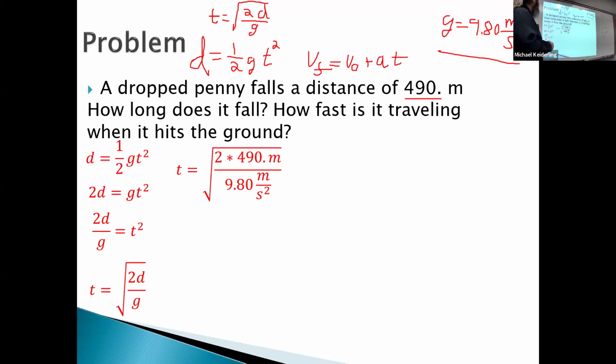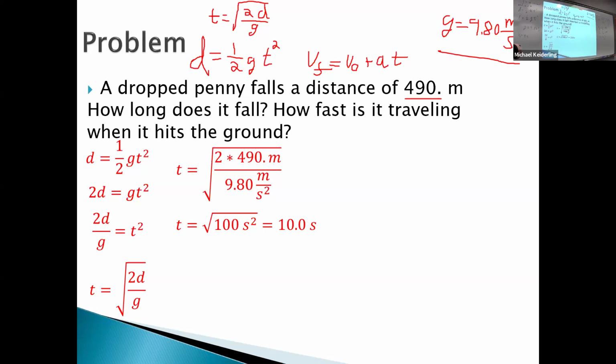So time is going to be the square root of 2 times 490 meters over 9.8 meters per second squared. 2 times 490 over 9.8 is 100. We take the square root of that. We'll find the time it falls is 10 seconds. So in 10 seconds, a dropped object will fall 490 meters.